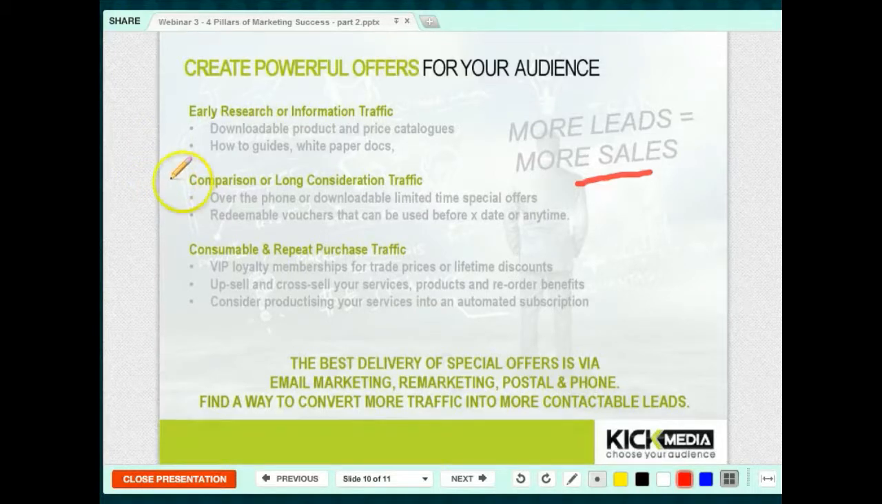Comparison or long consideration traffic. So again, over the phone or downloadable limited time offers. This is something that you really need. It's a bit of an art form, you need to really test. Let me give you an example of that.